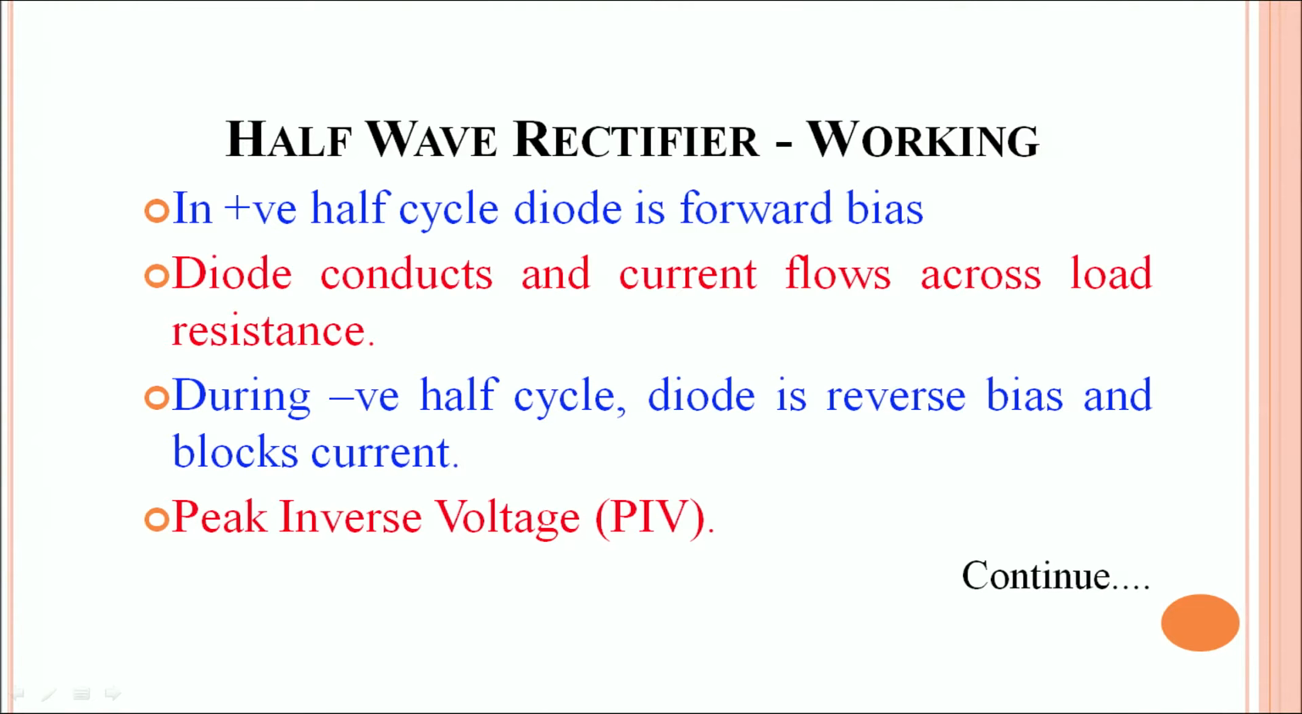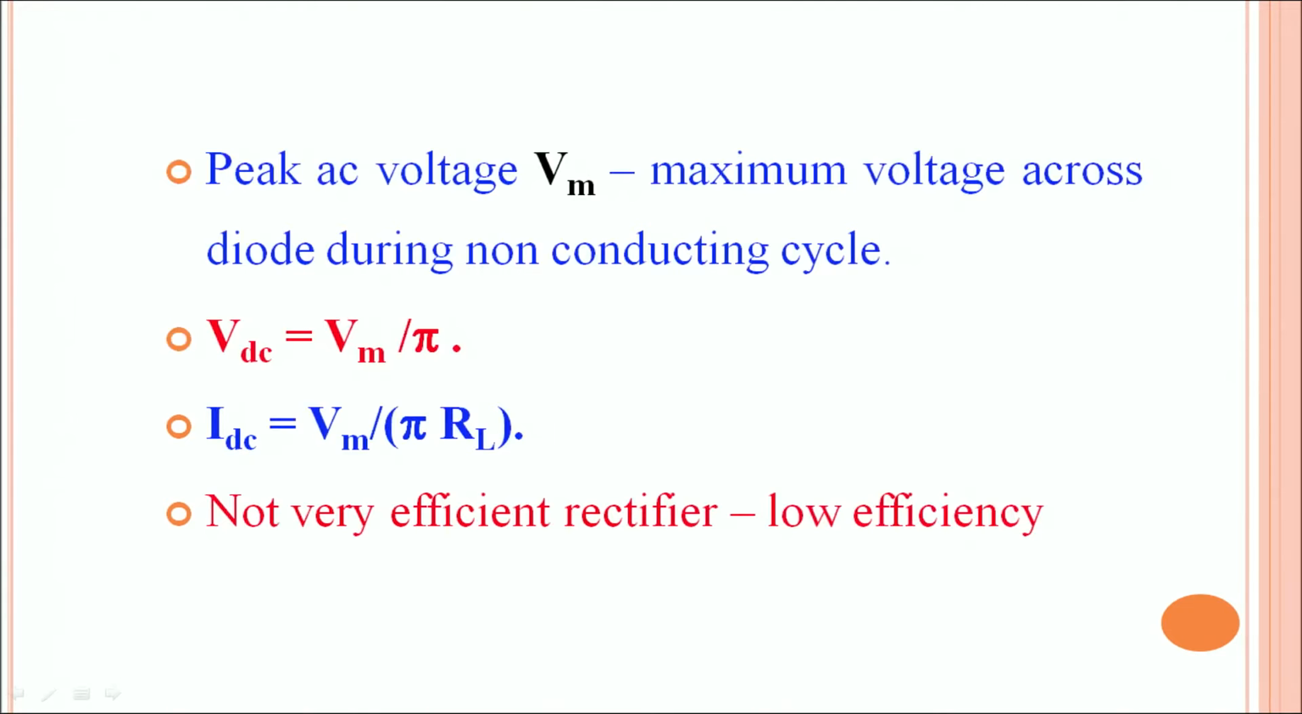The maximum amount of voltage which a diode bears in the reverse bias is denoted by Vm, and it is the peak inverse voltage which a diode can bear. The peak AC voltage Vm is the maximum voltage across the diode during the non-conducting cycle. Corresponding to Vm, the DC voltage which is given out is Vm divided by pi.